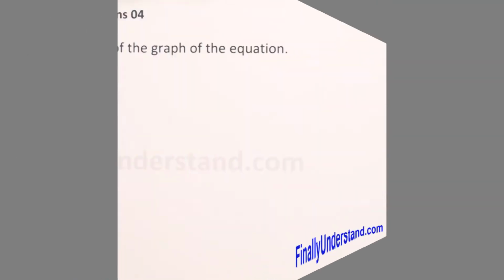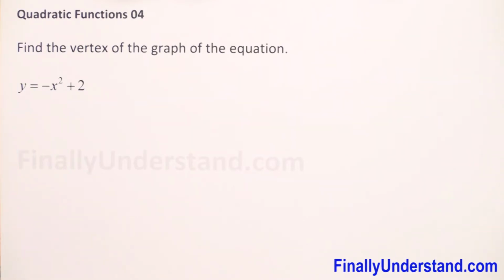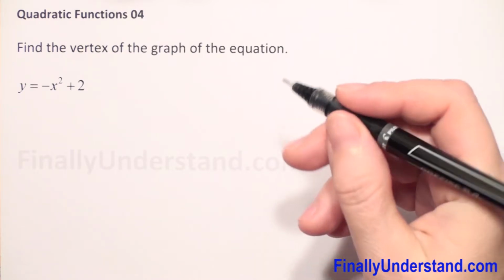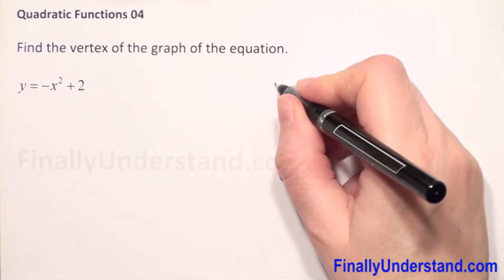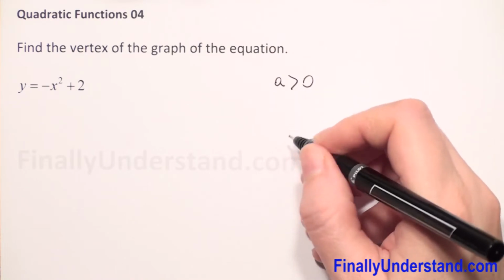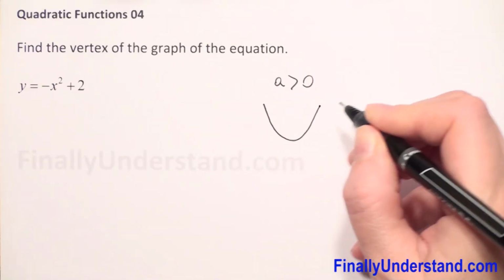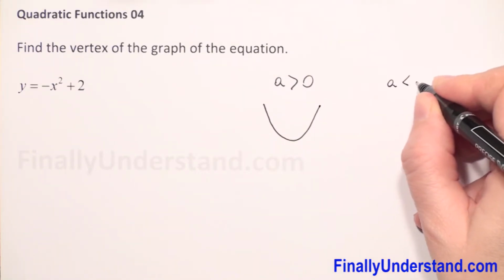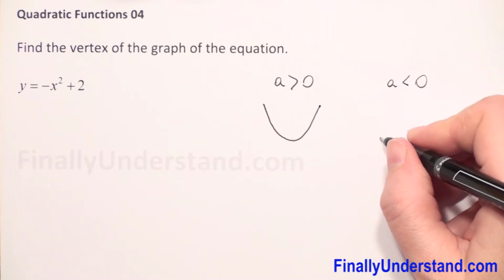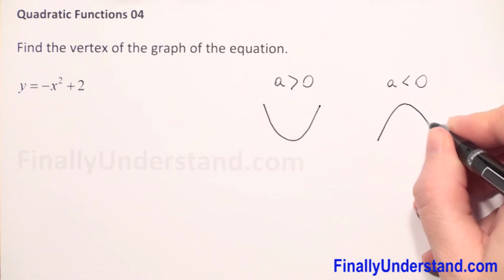We need to find the vertex of the given graph. We have a given quadratic function. We know that the graph of a quadratic function is a parabola. A parabola can open up or open down. Everything depends on a. If a is greater than 0, the parabola opens up, and when a is less than 0, the parabola opens down.